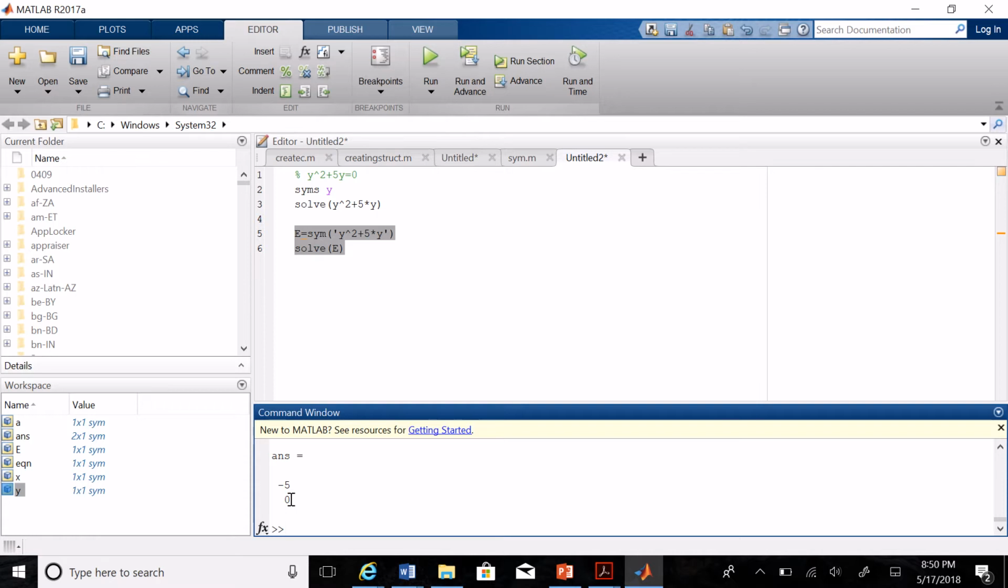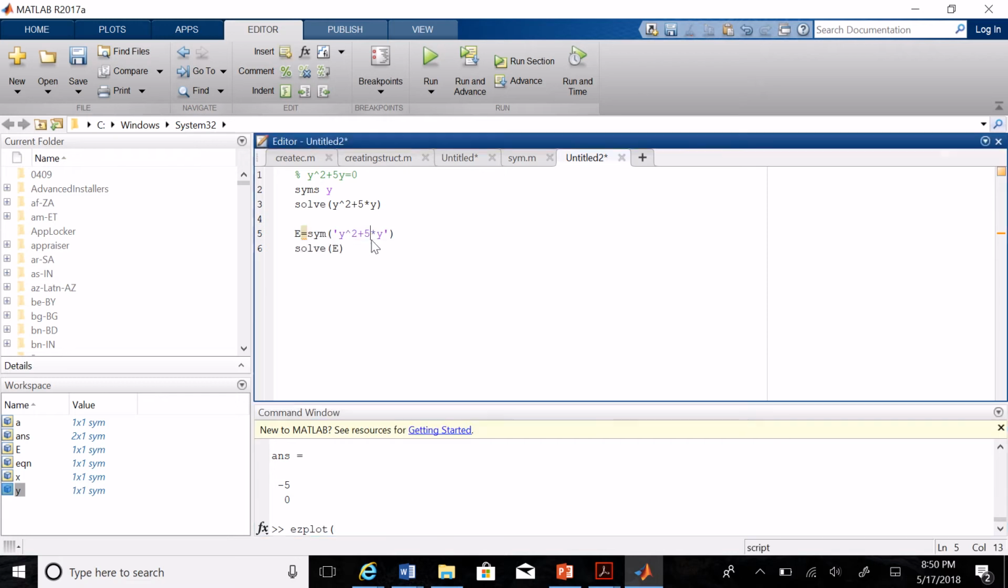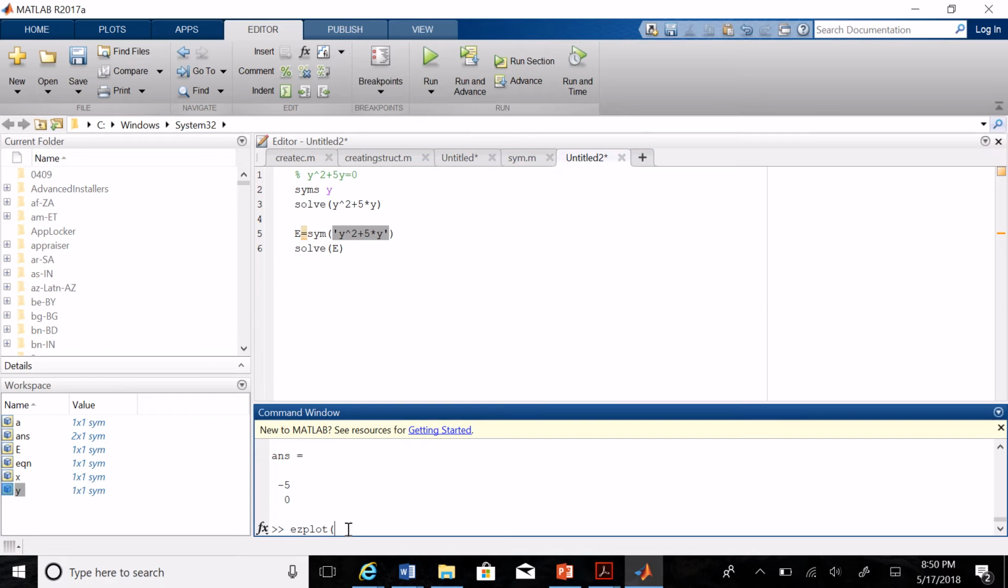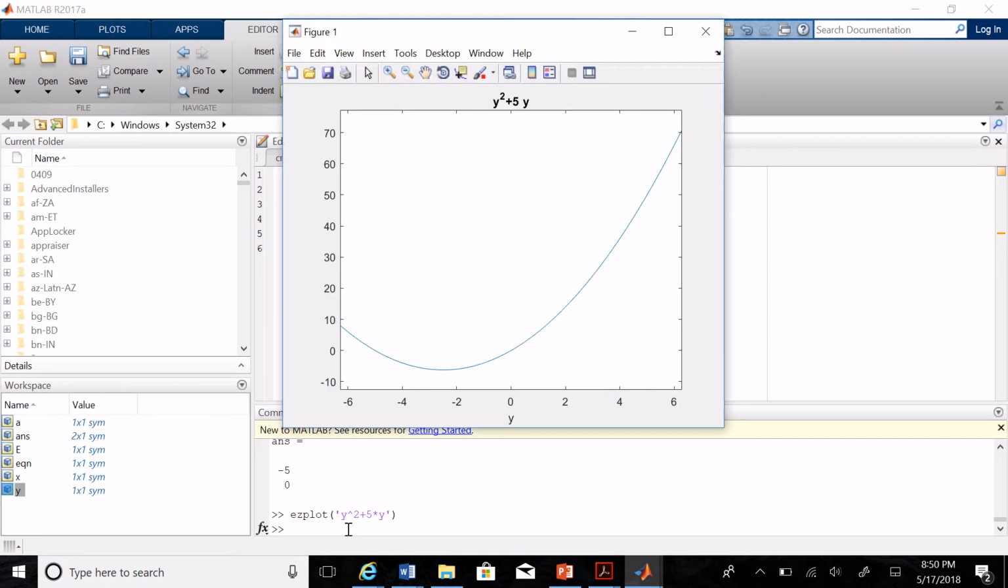Let's say I want to plot this equation, y power of 2 plus 5y. The most straightforward command is ezplot. So if you want to plot symbols, you type ezplot and then the equation, and it will plot it for you. So whenever you have x, y, z, any variable here, and you want to plot it, one of the ways to do it is using ezplot.